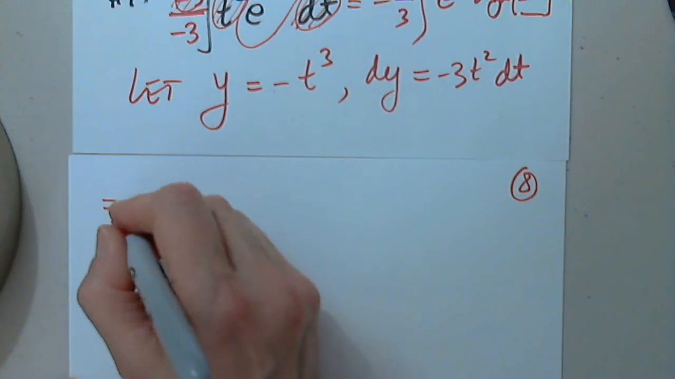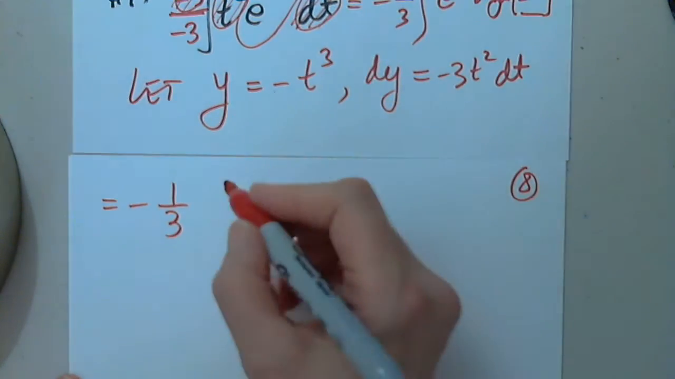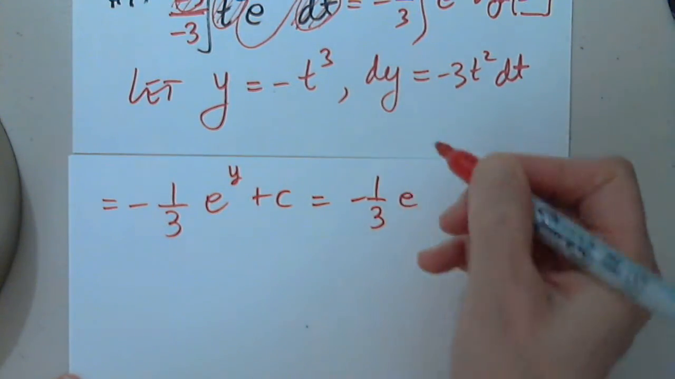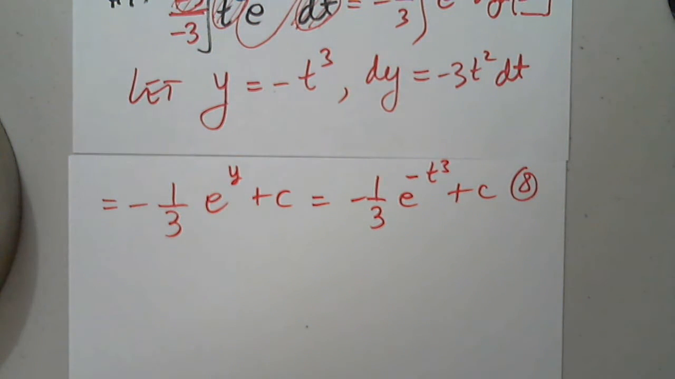Once you understand it, you cannot see anything else. So e to y plus a constant c, negative 1/3, e, I have to go back to this, negative t cubed plus a constant c. Excellent.